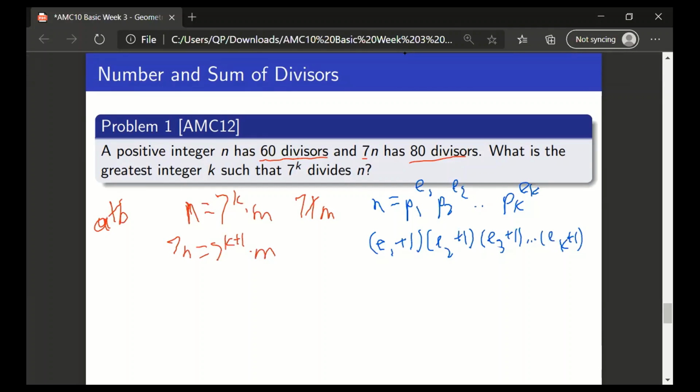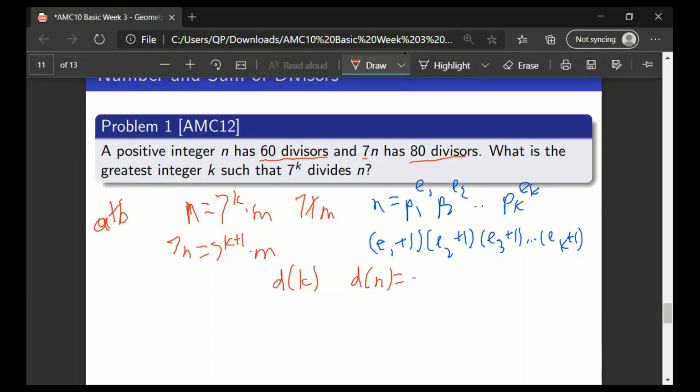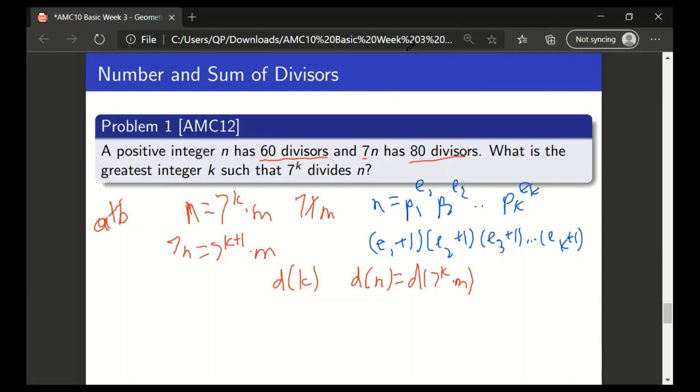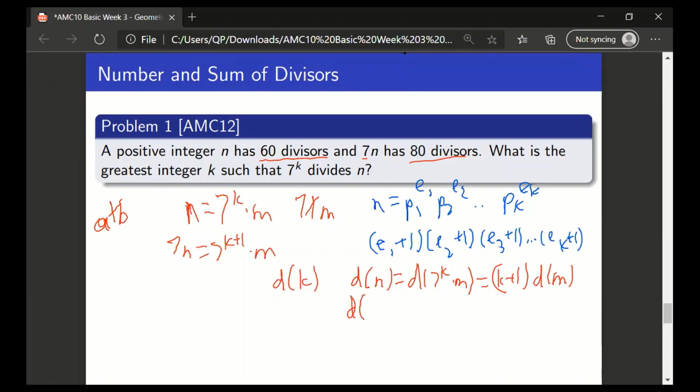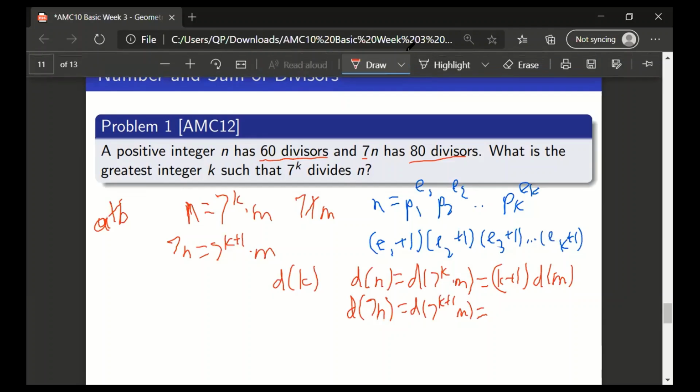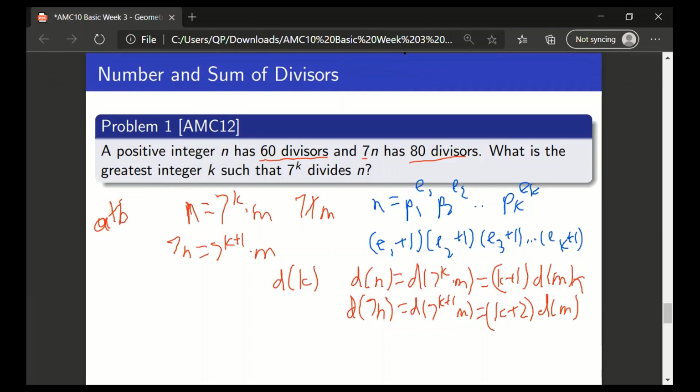And so you can see that if you let d(k) be the number of divisors of k, then d(n) equals d(7^k times m), and this equals (k + 1) times d(m). Now you can do the same for d(7n). This equals d(7^(k+1) times m), and you can do almost the same thing as the equation up here. And so you get d(7n) equals (k + 2) times d(m).